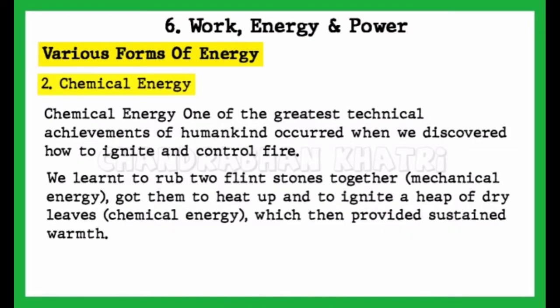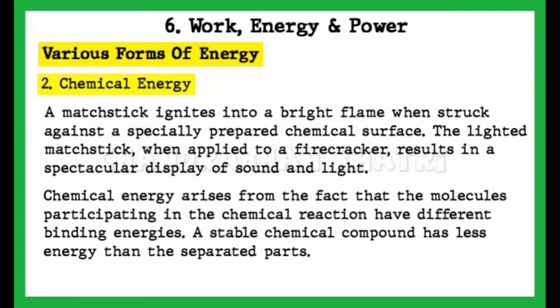Second, chemical energy. One of the greatest achievements of humankind occurred when we discovered how to ignite and control fire. We learned to rub two flint stones together, mechanical energy, got them to heat up and to ignite a heap of dry leaves, chemical energy, which then provided sustained warmth. A matchstick ignites into a bright flame when struck against a specially prepared chemical surface. The lighted matchstick, when applied to a firecracker, results in a spectacular display of sound and light.